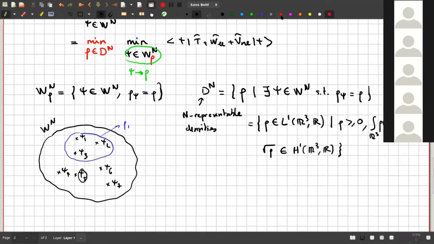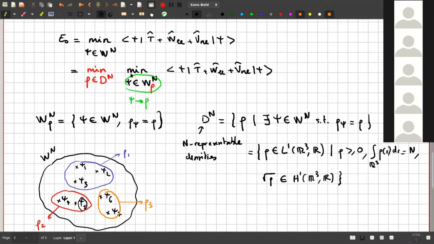Let's suppose also that psi4 and psi5 give the same density that I call rho2. And then let's assume that psi6 and psi7 give the same density rho3. Okay. Now, when I do that, I fix the density. So let's say I fix the density to rho1, and I minimize over all the wave functions having this density. So I look at this energy for psi1, psi2, psi3. And let's say that, for example, the lowest energy is obtained for psi3.